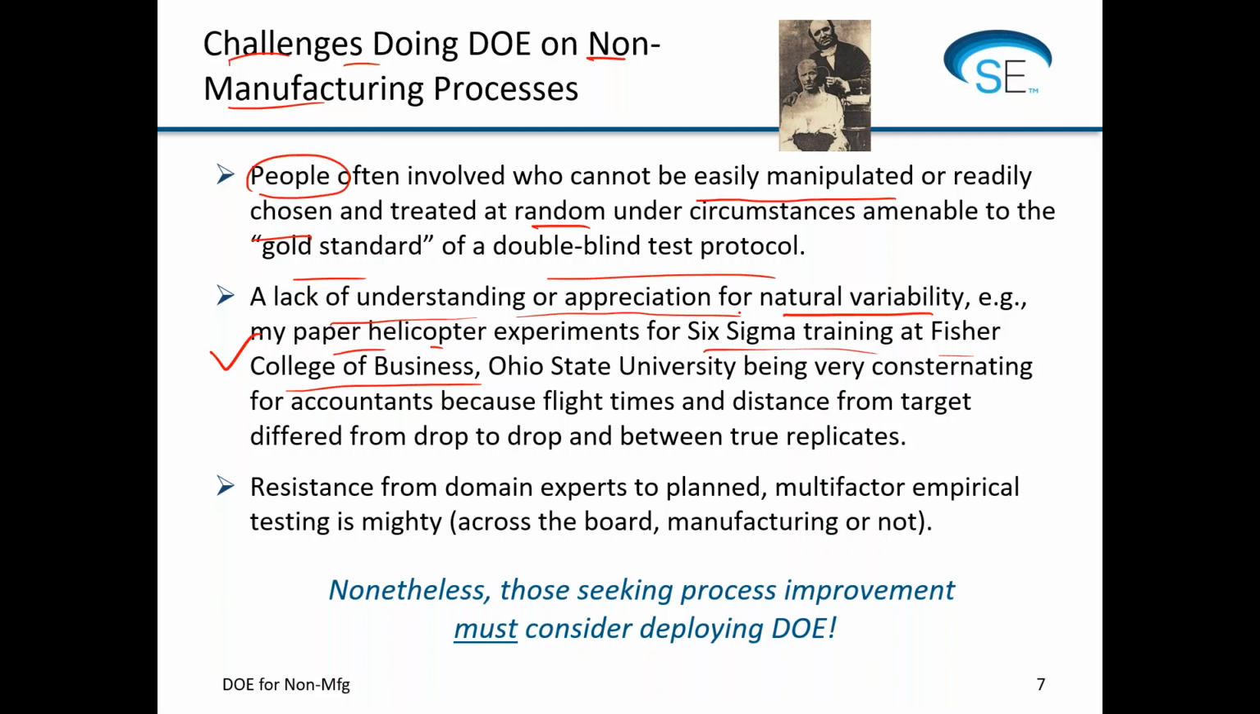And so, even in accounting, as I learned to my chagrin with monthly variances, there were all kinds of reasons why from month to month, the variance might go positive or negative for absolutely no reason whatsoever that we could determine. It was just random. So lack of understanding is another issue to deal with in terms of translating DOE to non-manufacturing.